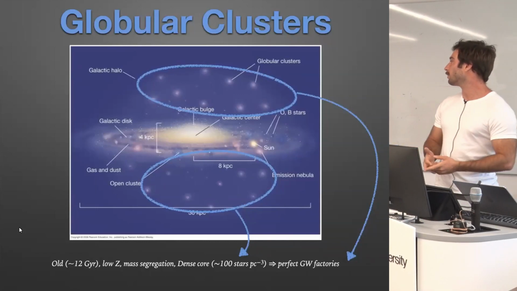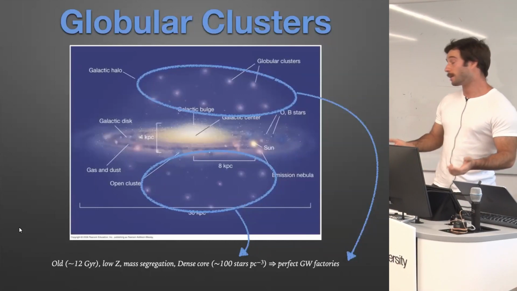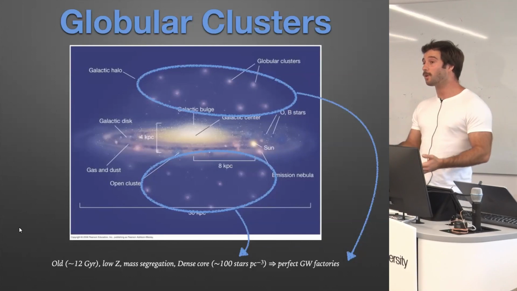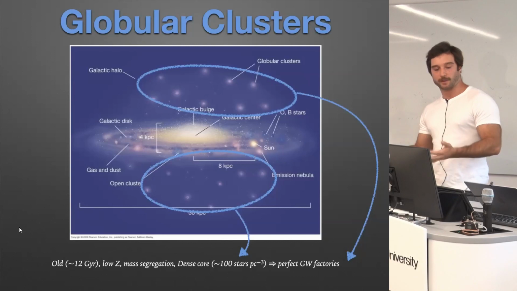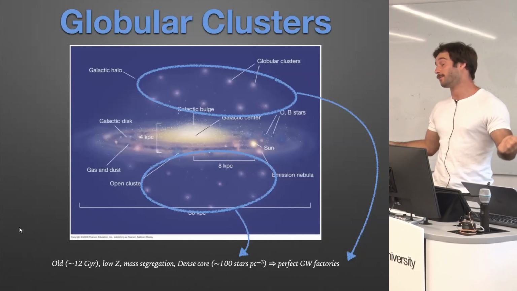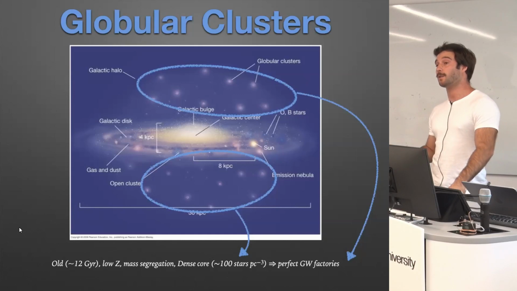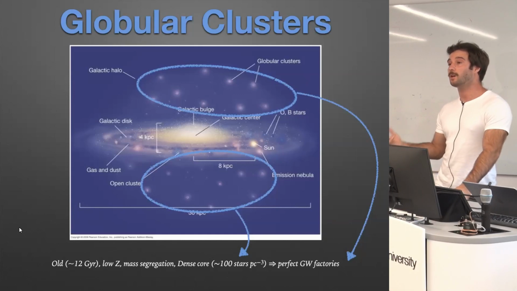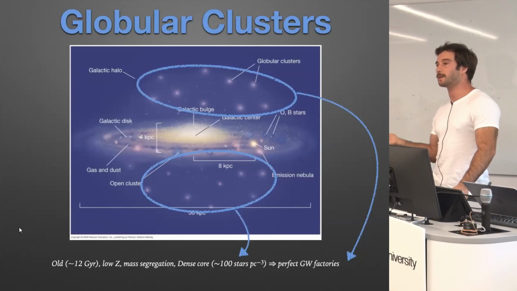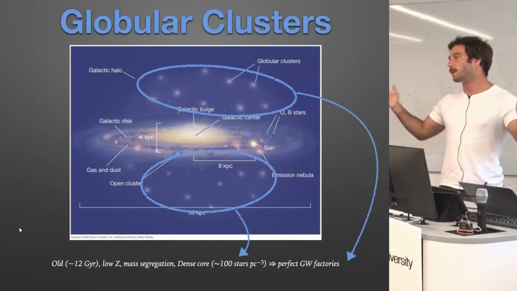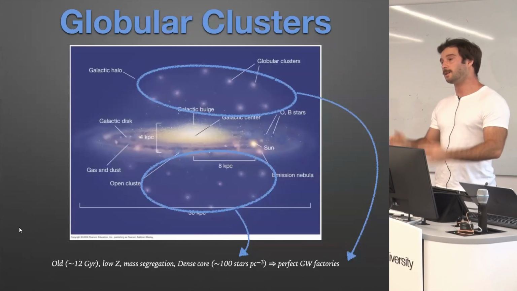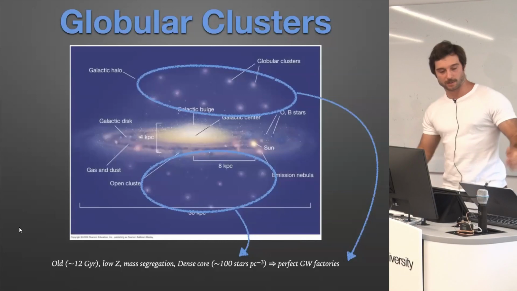And as a result of these low metallicities, the large amounts of mass segregation, and the very dense core, they are very good gravitational wave factories, if you will, because you end up with more or less a dense core of black holes. Once the heavy stars go supernova, black holes become the most massive bodies in the system. They migrate to the core, and then with those high central densities, you can get a lot of interactions.